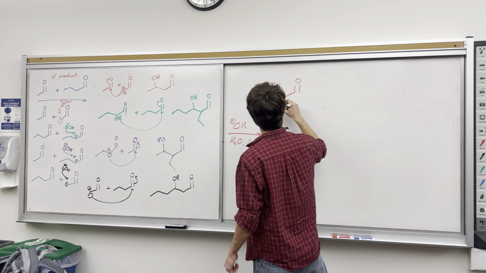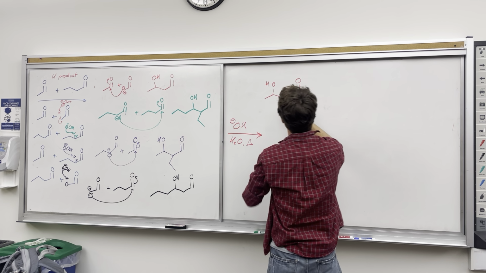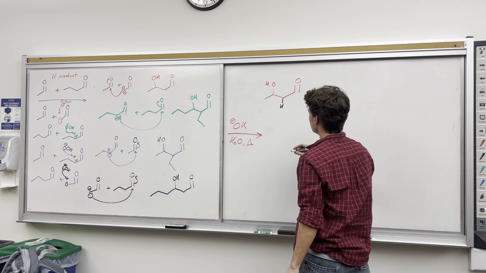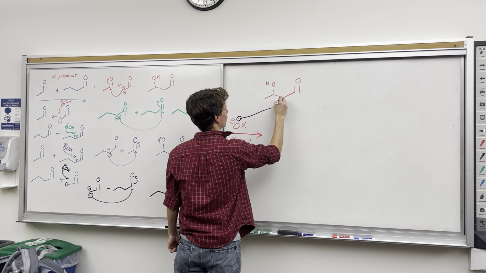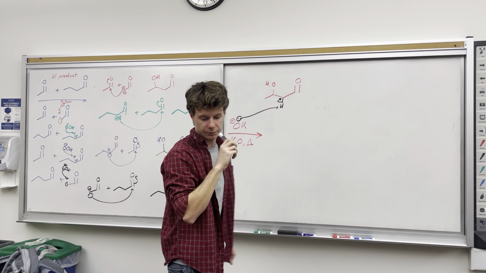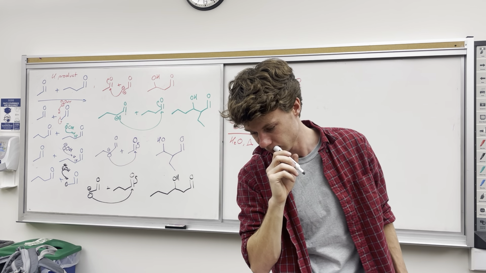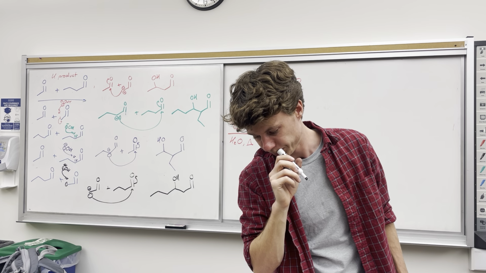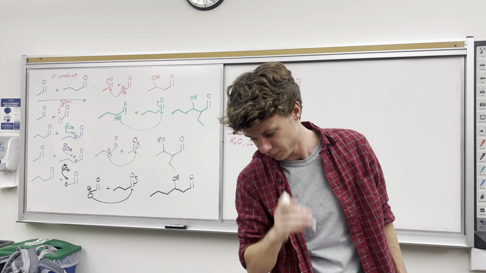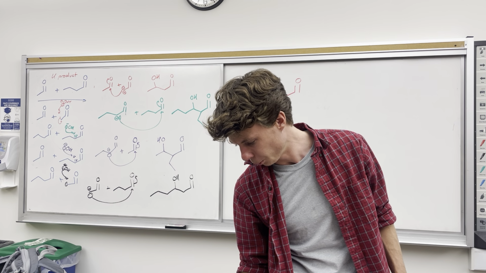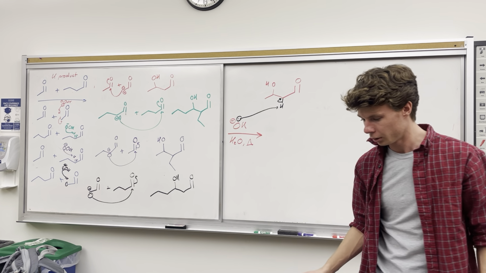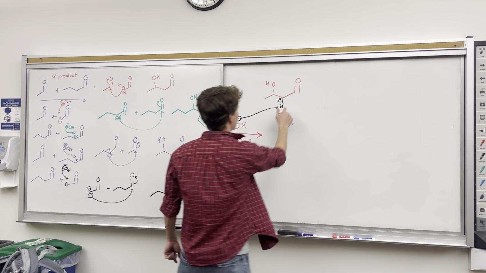It's always going to be between my 2 groups. I'm going to take an alpha proton in between them and form an enolate. Is this different steps? I gotta make sure. Okay, perfect. Yep, they form an enolate first.